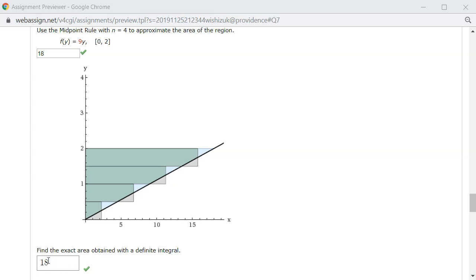So you get the exact answer here. All right, that's it. I hope that this was clear.